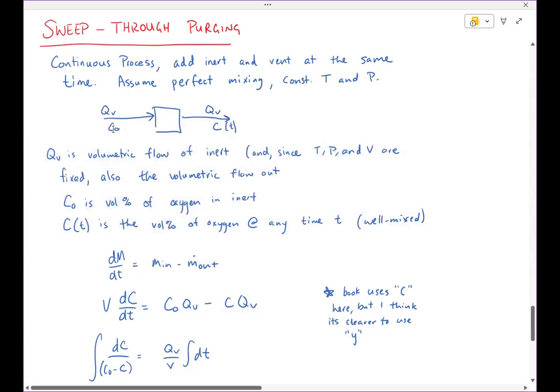C0, I will call the composition of the inert material. So it could be 0% oxygen. That would be an idealized case, but it doesn't have to be. So we'll keep it general to account for the possibility that 100% pure inert is not going to be possible. Nor would it be required, right? As long as the concentration here is below the limiting oxygen concentration, that should be okay.